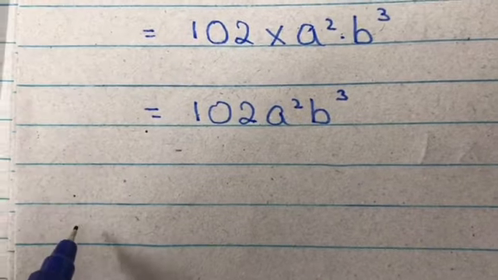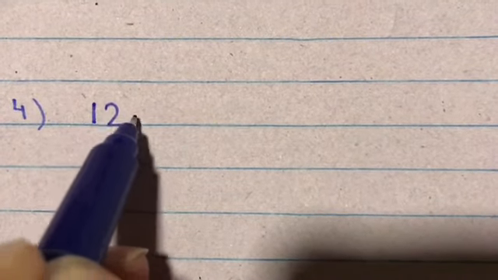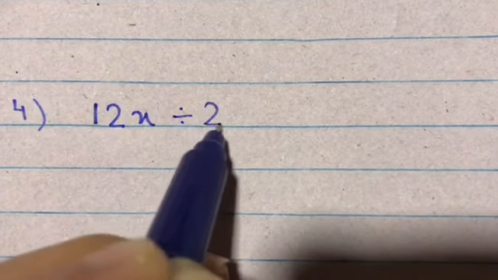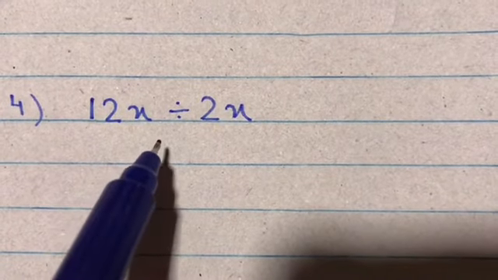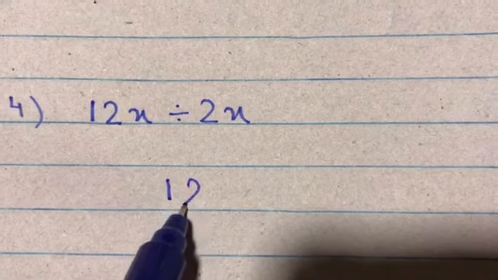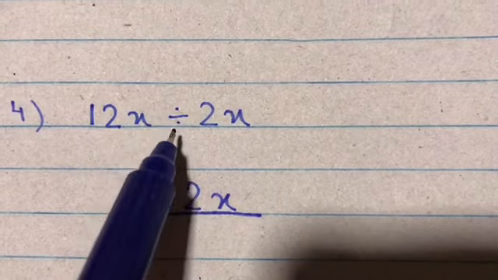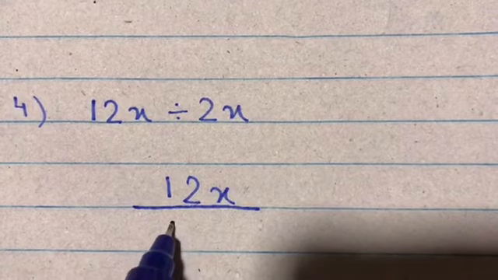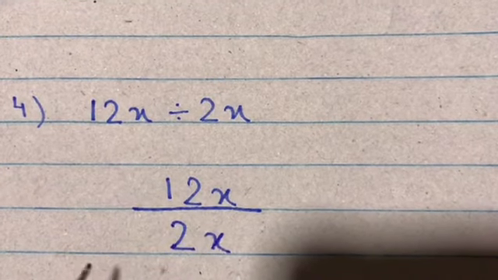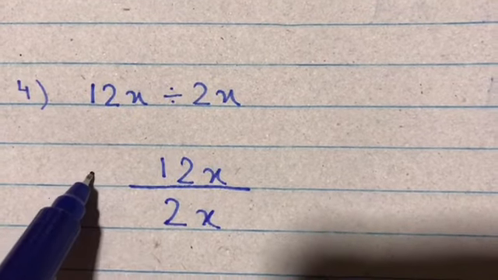Now if we come on to something like this: 12x divided by 2x, right? The best way to write this is 12x divided by, as a fraction line, okay? The division sign is then replaced by a fraction line, 2x. This is the best way of writing it so that we can do the cancelling and the reducing easily.